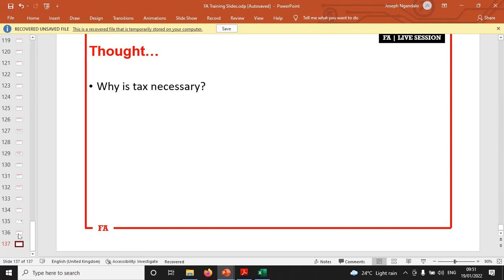So please let us remember, today our focus is on VAT. There are different types of taxes, but today we are focusing on value added tax, and it is a consumption tax. You understand, it is a consumption tax.